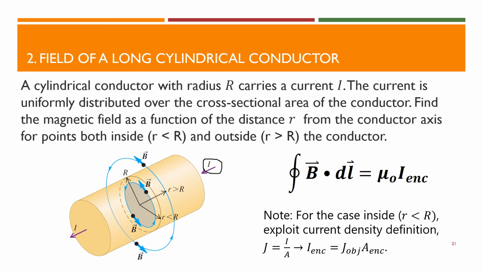So now we will make use of the definition of the current density, which is given by the current over the area of the cross section. So from here, our enclosed current is given by the current density of the object, which we assume to be uniform in this case, and this area enclosed here. Now this area enclosed is the area bounded by our Amperian loop. We will see this problem shortly.